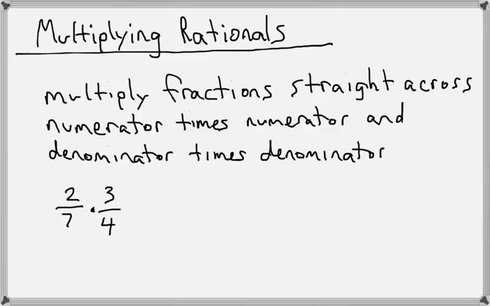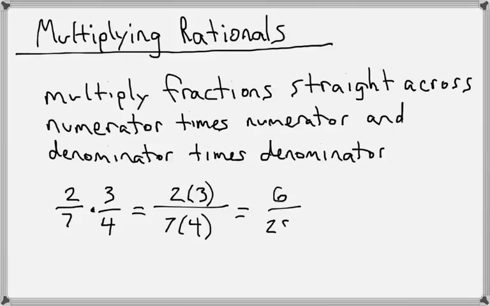So to refresh your minds, looking at this example here, we have a 2/7 times a 3/4. How are we going to multiply those two fractions? We're going to simply multiply the numerators. So I'm going to take a 2 times a 3, and that's going to become my new numerator. And I'm going to take a 7 times the 4, that becomes my new denominator. 2 times 3 is 6, and 7 times 4 is 28.